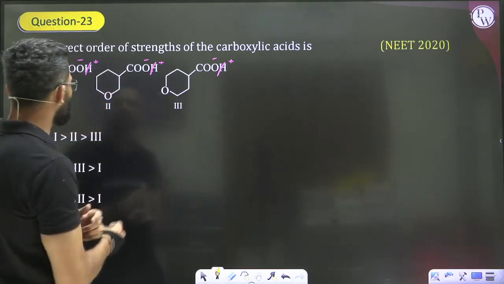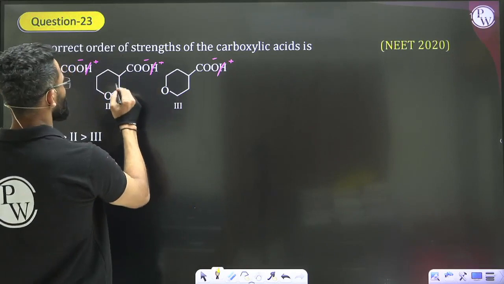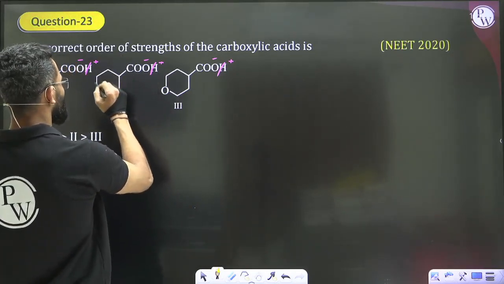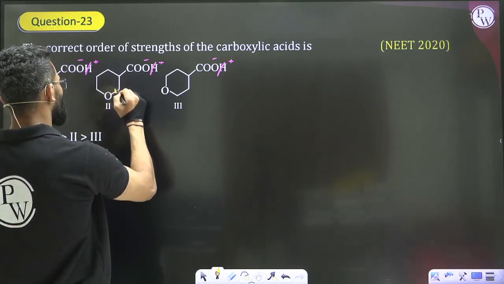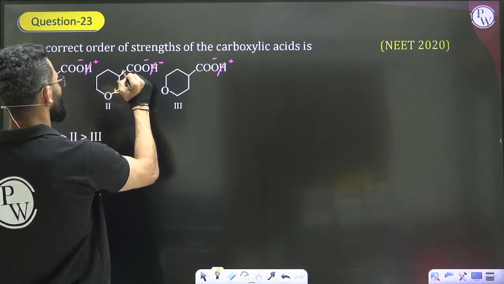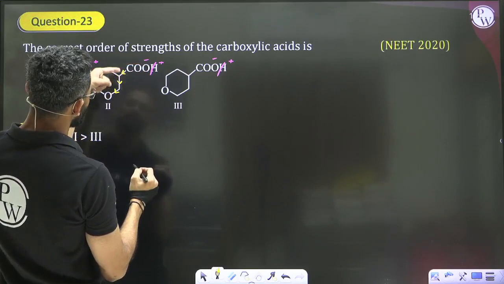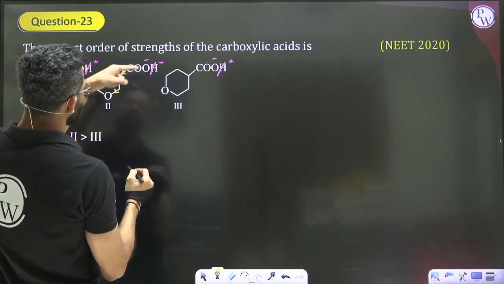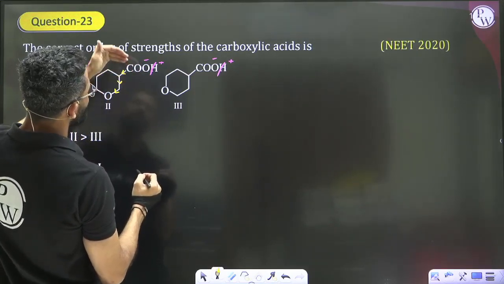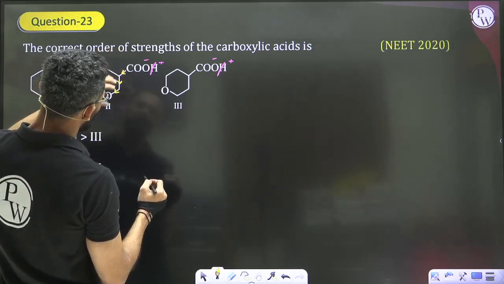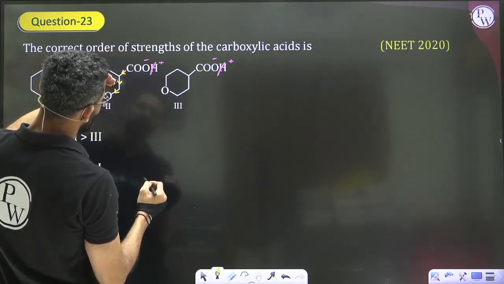So if you look at option 2 and 3, to this COO minus there is a cyclic ring present carrying oxygen. Guys, not to forget, oxygen is an electronegative atom that can withdraw electron. Withdrawal of electron meaning this negative charge will be dispersed by the oxygen. Dispersal of negative charge will make this anion stable. So the anion in option 2 is going to be more stable.